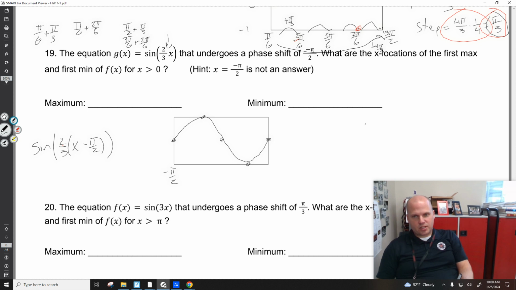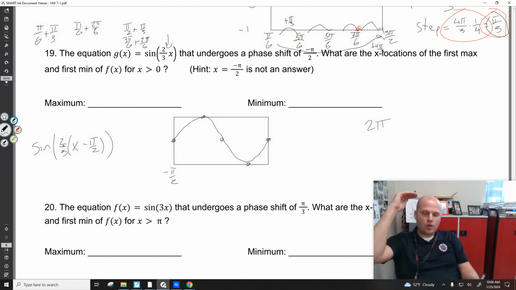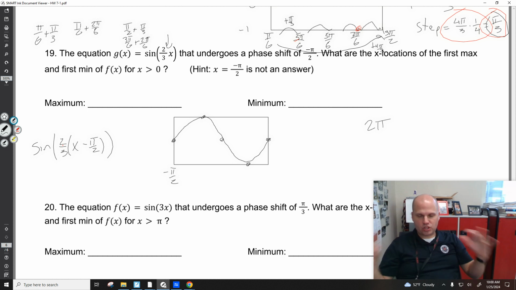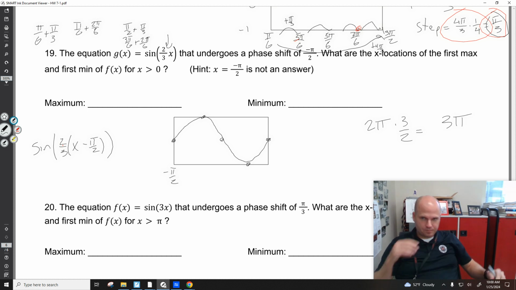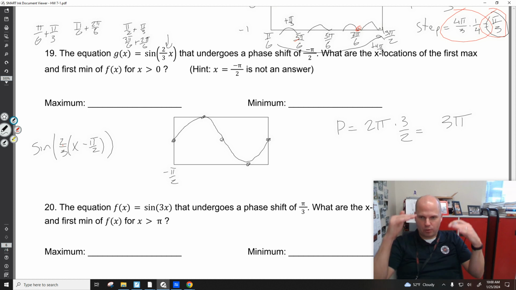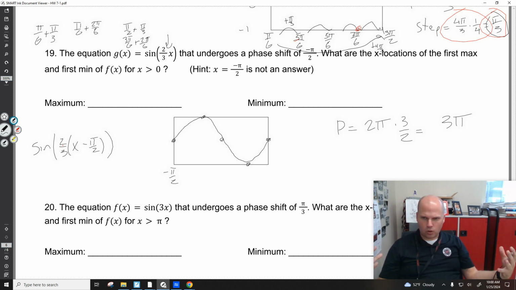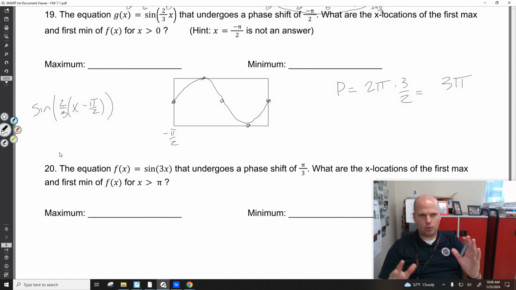My period starts at 2 pi. My horizontal dilation is by a factor of 3/2, or the reciprocal. I don't multiply by 2/3, I multiply by 3/2. That becomes 3 pi. This is my period. This is exactly what I did with 2 pi over b. 2 pi over 2/3 makes sense. Horizontal dilations, I'm not going to multiply by 2/3. I'm going to divide by 2/3. Cool.